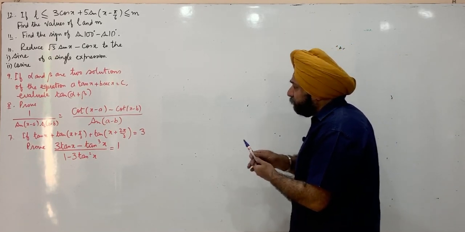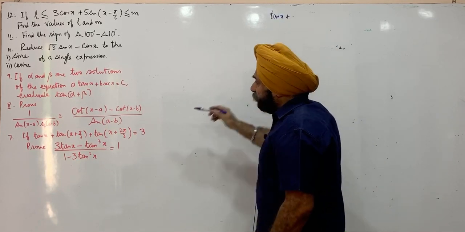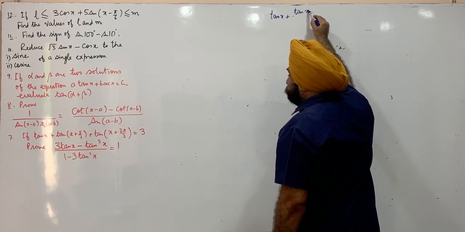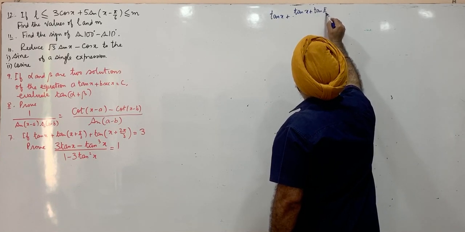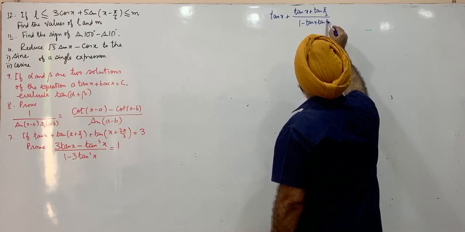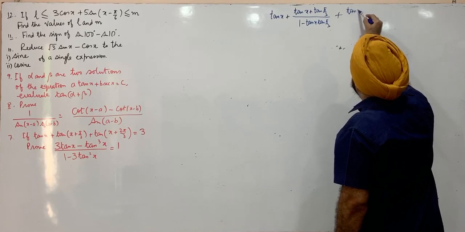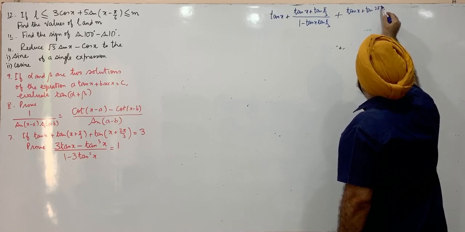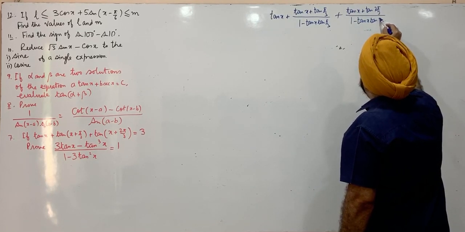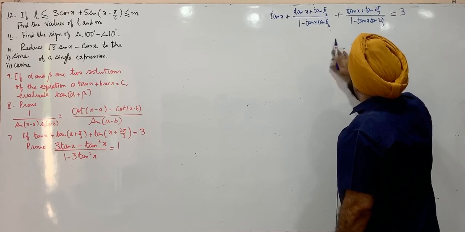So let's write this one. We have tan x plus tan of A plus B. This is tan A plus tan B upon 1 minus tan A into tan B, plus again tan of A plus B, it's tan x plus tan 2 pi by 3 upon 1 minus tan x into tan 2 pi by 3. This is given equal to 3 and we have to prove the result.